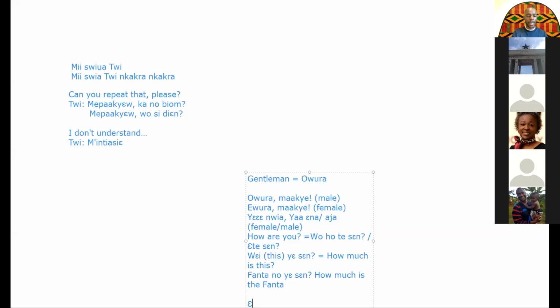Sometimes they will say ye, and give you the price, 2 cedis, for example. So ye, say 10 cedis. Remember, ye, 10 cedis. Or they can also repeat the name of the item and say 10 cedis. Fanta no ye 10 cedis. Ntoma no ye 10 cedis. Okay. So you say ye, 10 cedis. Or we'll mention the name of the item and we say ye, then the amount. 10 cedis.